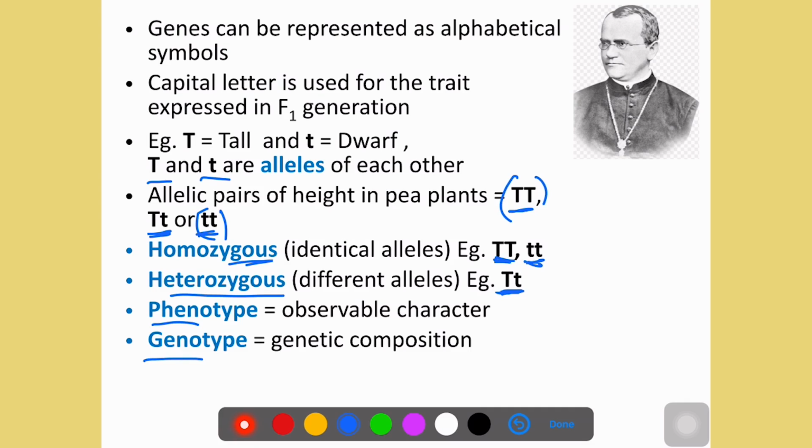Two other important terms over here are, first, phenotype. The external observable characters, the observable character, is called the phenotype. And genotype. The genetic composition of the plant is known as genotype. So you may want to note down these important terms in your notebook.